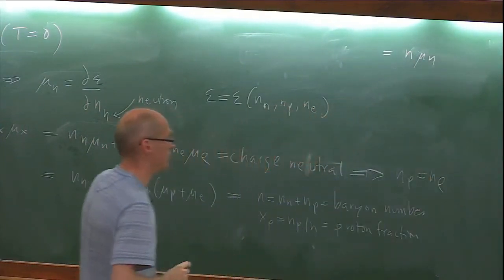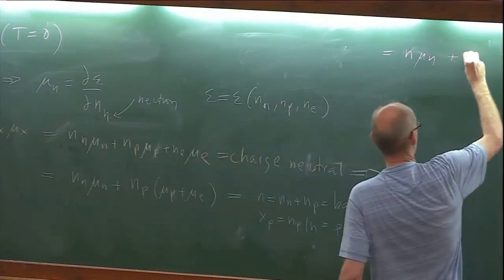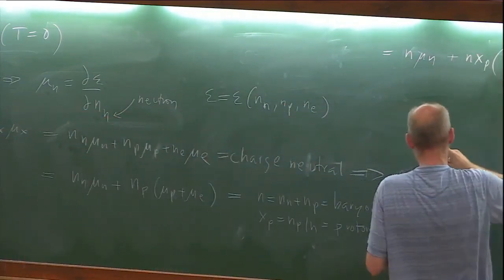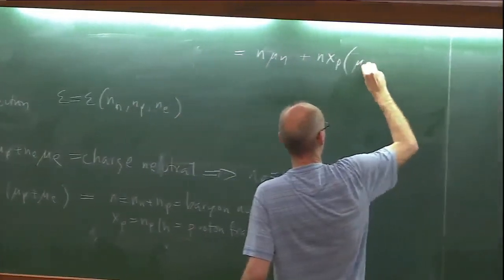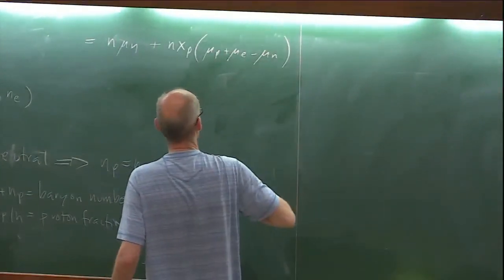The first term is just N times mu_n. And then I have the second term, which looks like this, N x_p times mu_p plus mu_e minus mu_n. Okay.